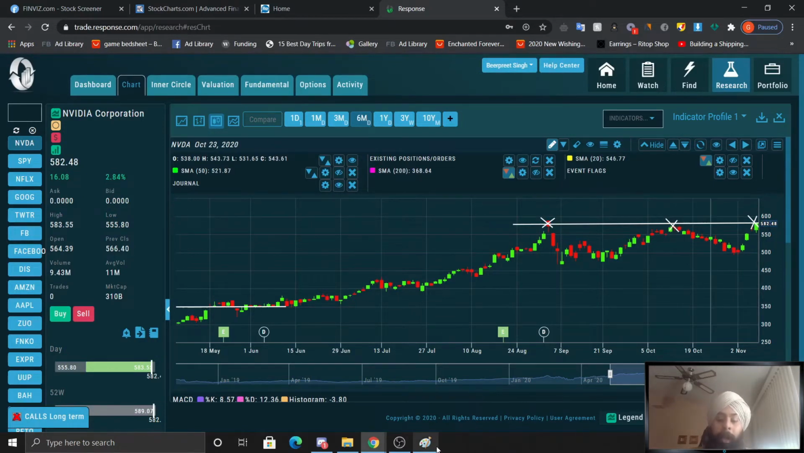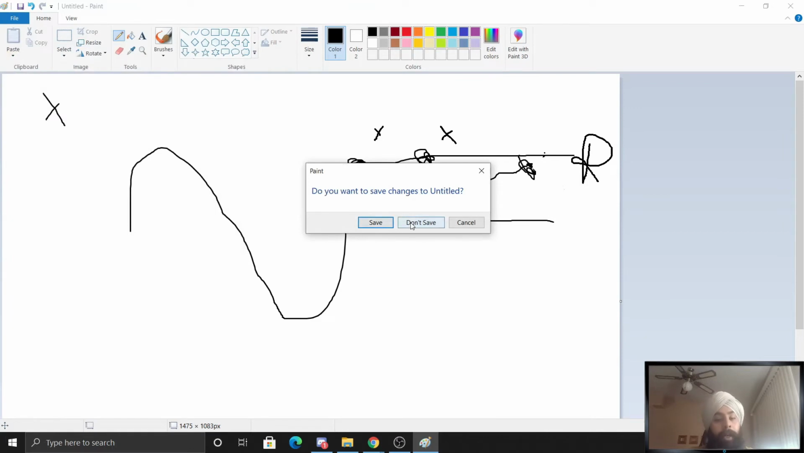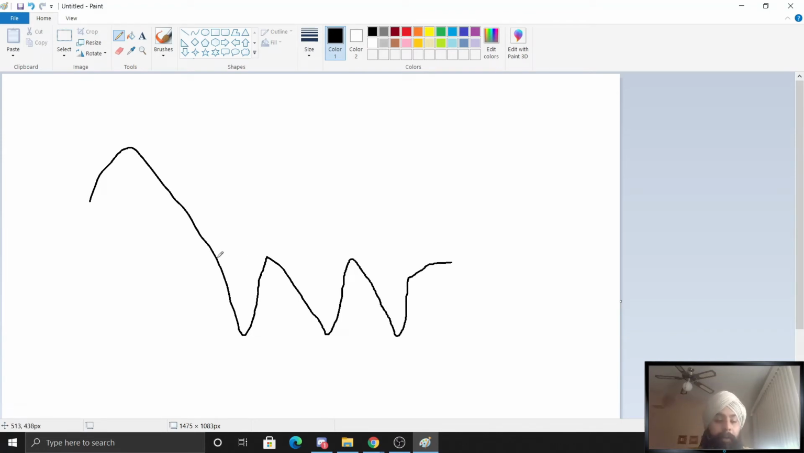Again, what do I mean by this? I'll repeat it because I know it's not easy and it will take time. Let's take an example like this. This would be my resistance. Why? Because the stock tried to go up once, failed, twice, failed, thrice, failed. I don't even need three points. All I need is two points on the topmost where it's starting to consolidate, and that will give me the resistance.